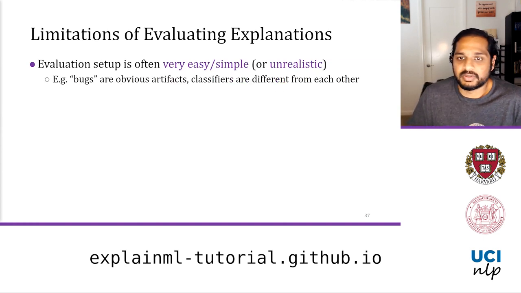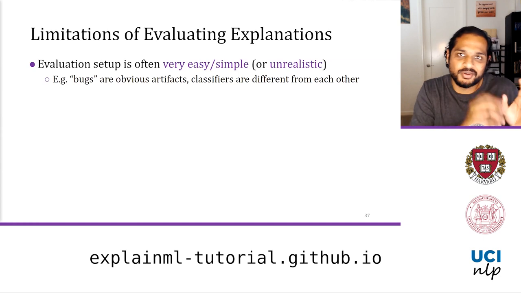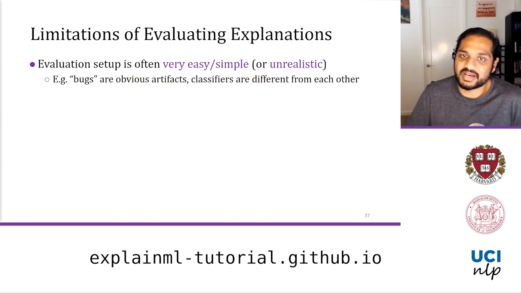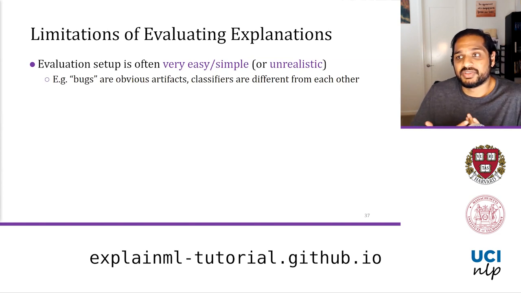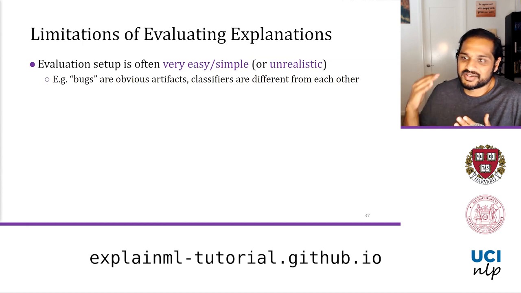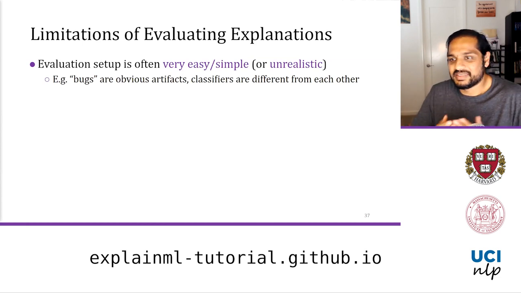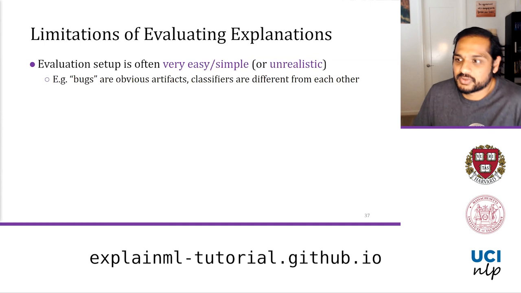So for example, every time I had a bug in my classifier, sometimes the artifacts that are added are very, very obvious ones. For example, even the snow and no snow is a good example of that. Or the classifiers that you're using are completely different from each other. So if you're comparing classifiers, you train a really simple one and then a really complex one, and you're trying to compare them.